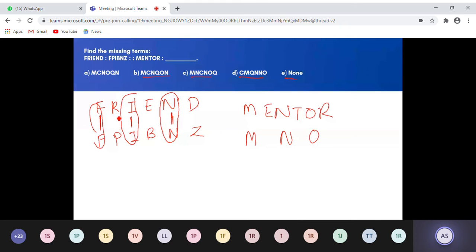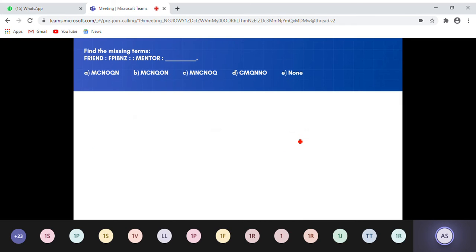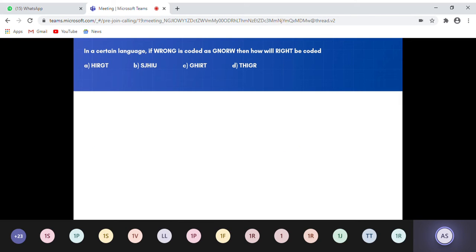So here it is what? P, Q, and then R. This is -2. Here it is C, D, E, -3. And here it is -4. So -2 of E will be what? P. -3 of T will be Q. And then -4 of R will be N. Answer option B. Clear? Next one.